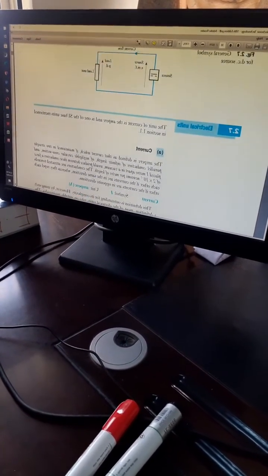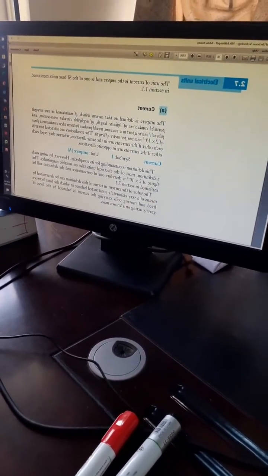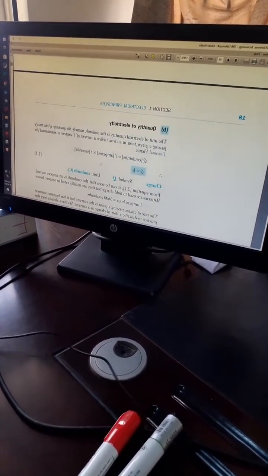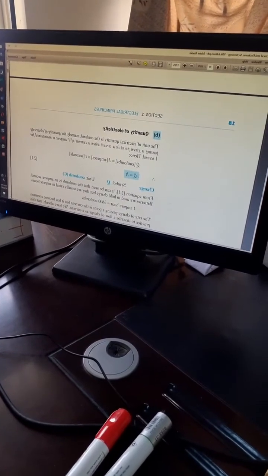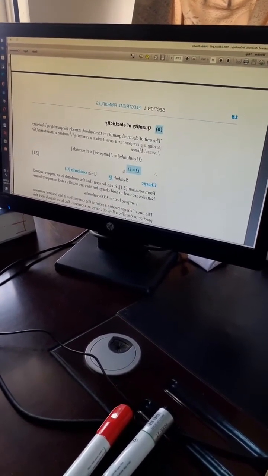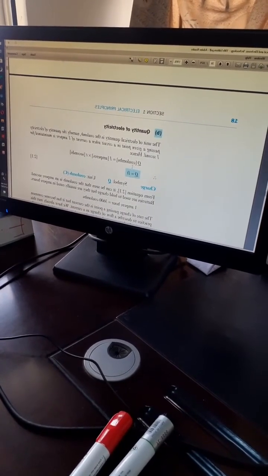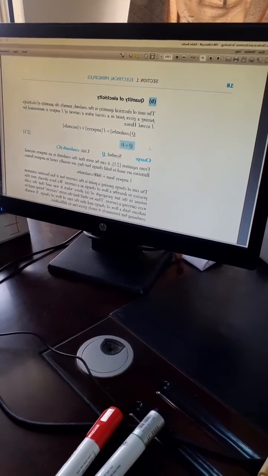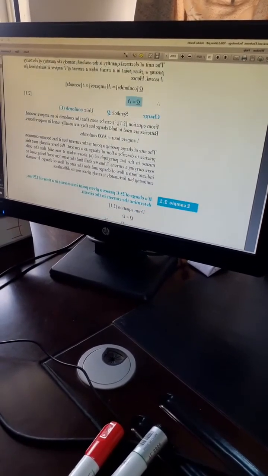Electrical units. We have the current. The current is measured in ampere. Read more about that. We have the quantity of electricity, that is charge. Actually, charge equals current times time, or current equals charge divided by time. Charge is measured in coulomb. You should get used to that.